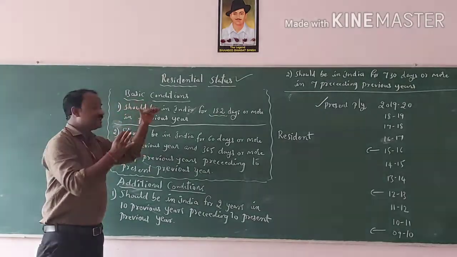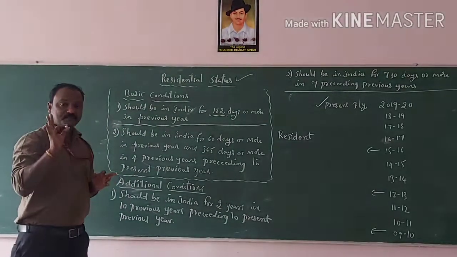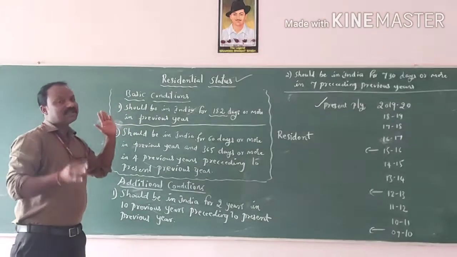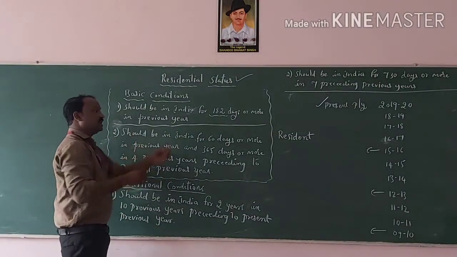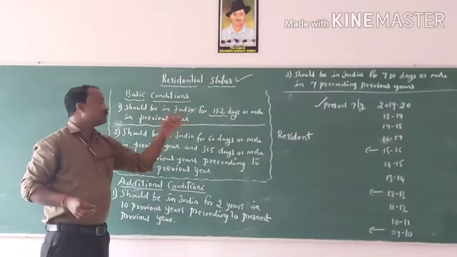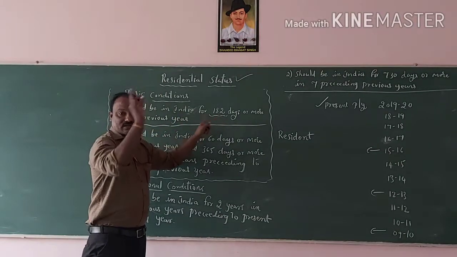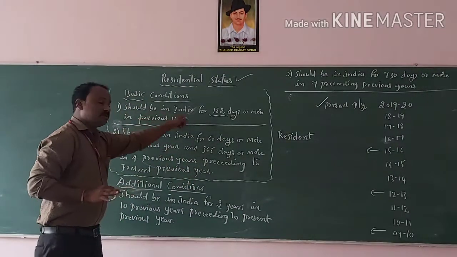If he stays in India for less than 182 days, then he will not fulfill the condition. Then we have to go for another condition. Basic condition number 1 is quite simple. He should stay in the present previous year for a minimum of 182 days. If he stays more than 182 days in India, then the first condition will be fulfilled.